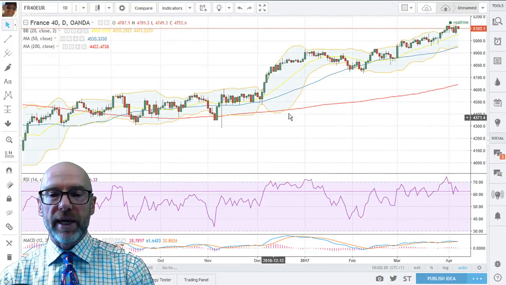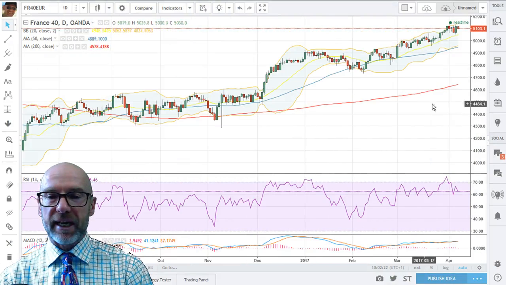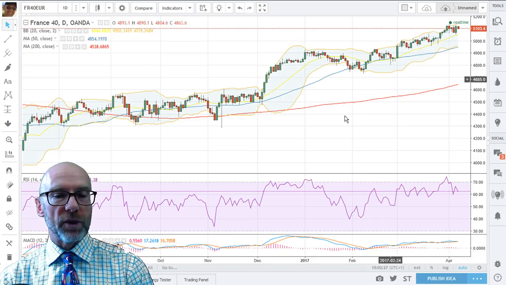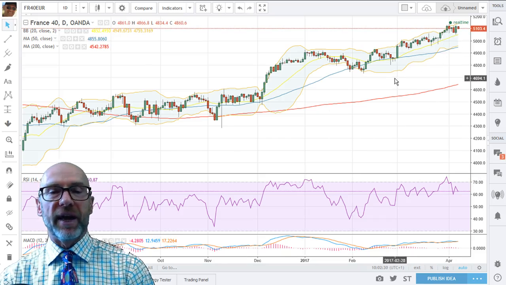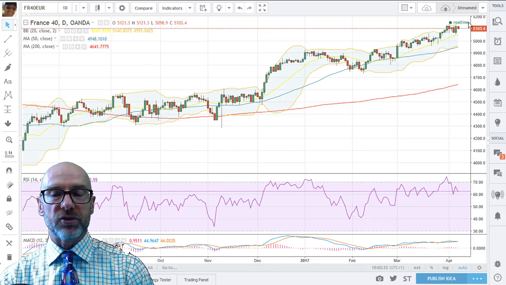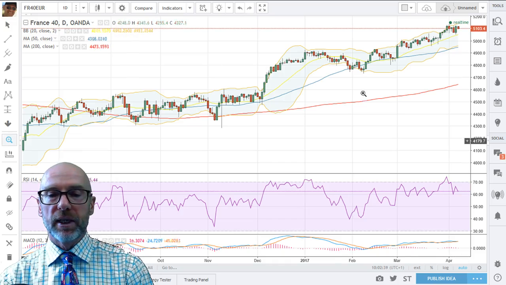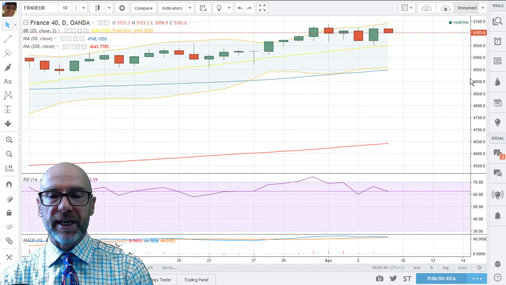Okay, so here we have the daily on the CAC. Each bar represents one day. I know it's a bit small for you, it's just the fact that the market's gone left to right and we're all getting a bit small. What I'll do just for the short term is concentrate on this area here.